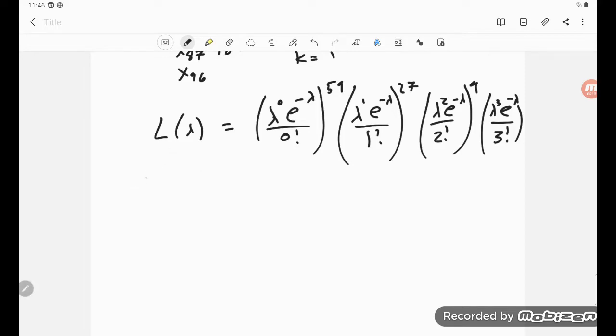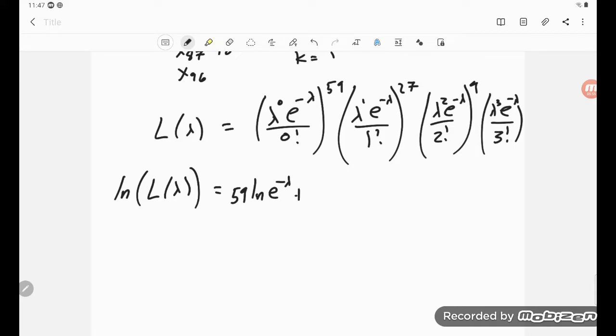And so now I want to take L prime. Well, actually I want to do the natural log first. Don't want to take the derivative of that nasty thing. So I need the natural log of L of lambda. And when I take the natural log, one of the first things I can do is break these up into pluses and then bring the 59 down. So I've got a 59 natural log. Now, lambda to the 0 is 1, so in this case I've just got e to the negative lambda.